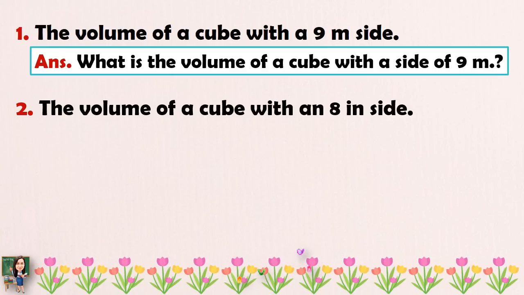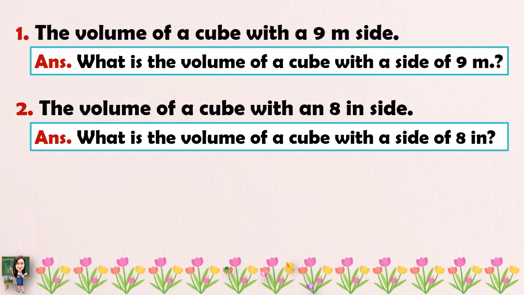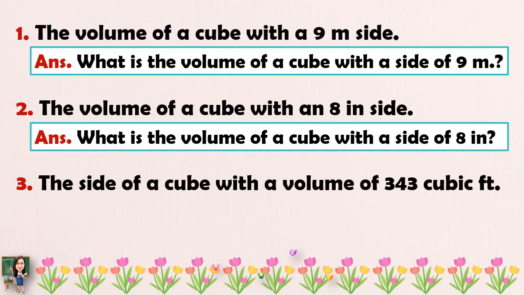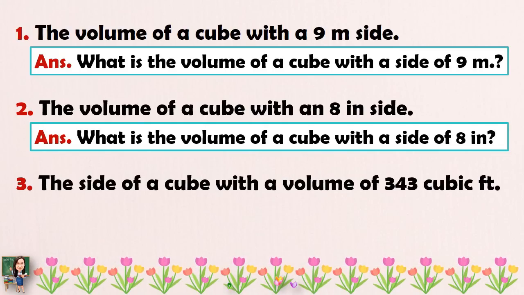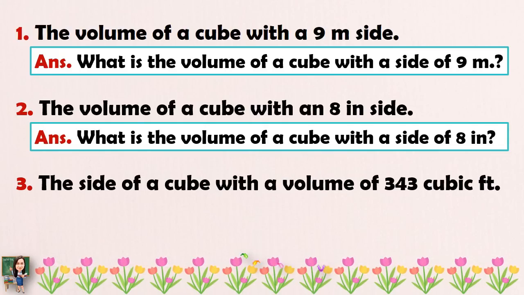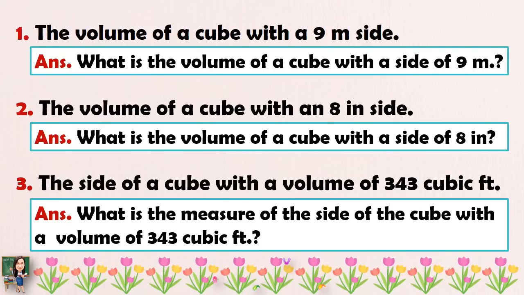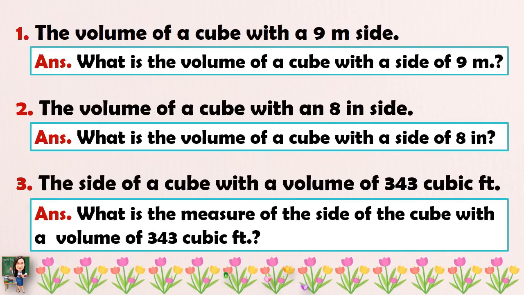Number 2. The volume of a cube with an 8 inch side. What is the best question for this? Very good. The answer is, what is the volume of a cube with a side of 8 inches? Number 3. The side of a cube with a volume of 343 cubic feet. What is the best question for this? Very good. The answer is, what is the measure of the side of the cube with a volume of 343 cubic feet?